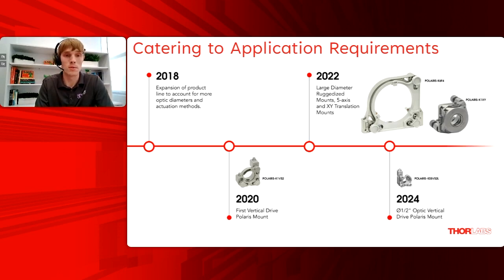And just earlier this year, we released the 1/2-inch diameter optic vertical-drive Polaris mount. This again was driven by customer feedback and the application needs to save on space. We're really excited about this mount, this latest release, so let's dive into that a little bit further.